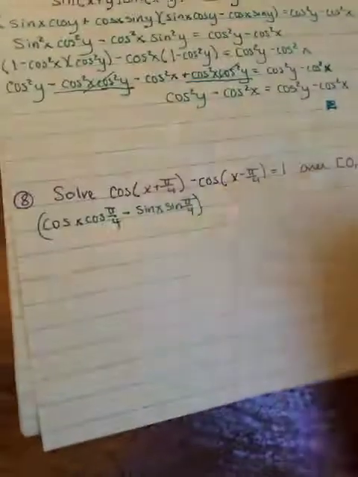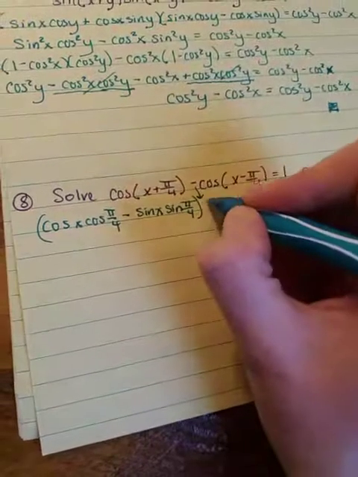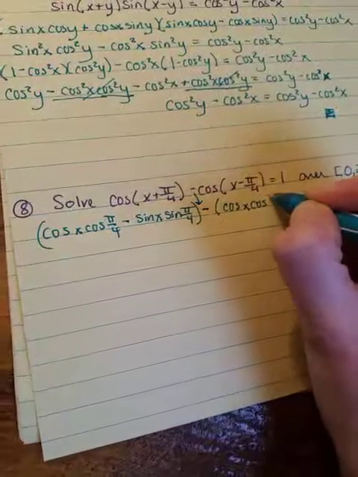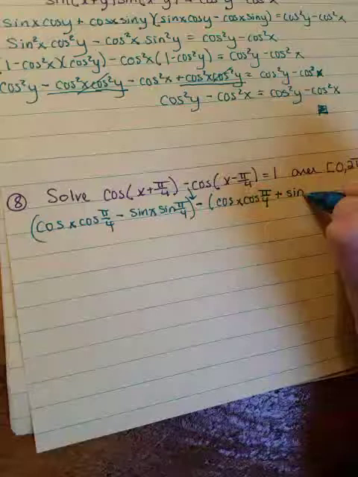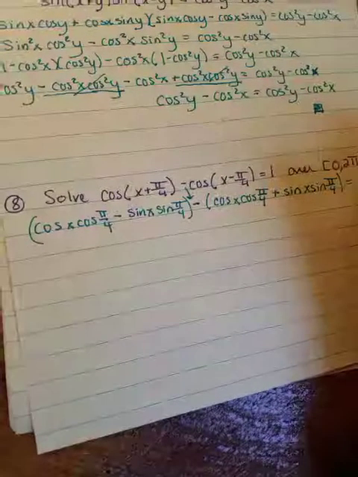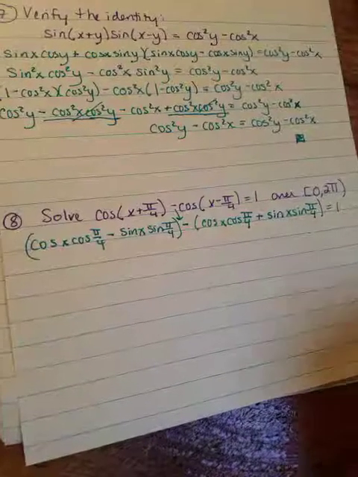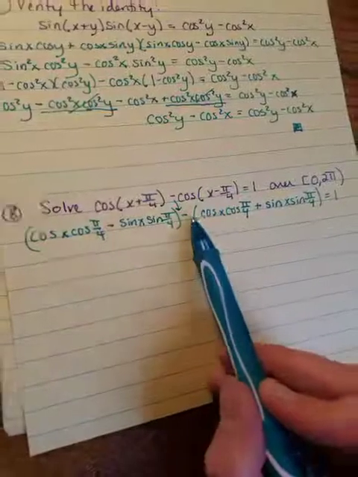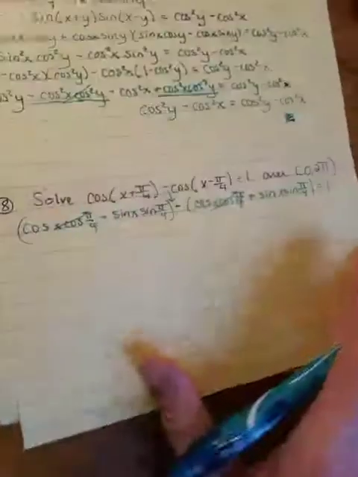Again, this is just substituting right into your summation equation for cosine. And then you're subtracting the cosine of x, cosine of pi over 4, plus sine of x, sine of pi over 4. And that still equals 1. Okay, so let's see what we have here. Notice you have a cosine of x, cosine of pi over 4, minus a cosine of x, cosine of pi over 4. Those guys, whoops, cancel out.